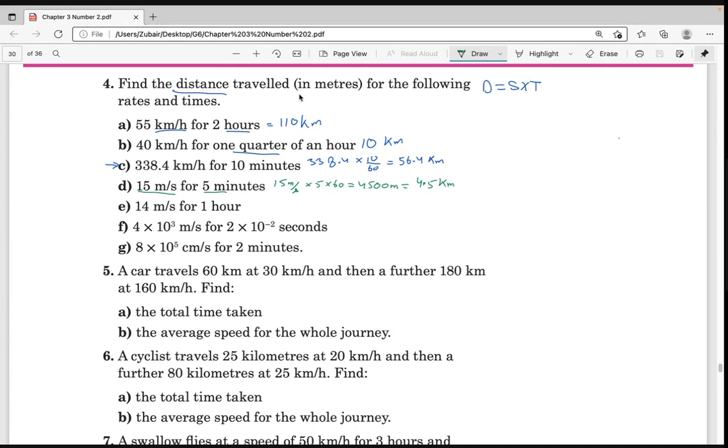And I just noticed we have to answer all of them in meters. So kilometer into 1000, 110 into 1000, this is 110,000 meters. This is 10 into 1000 meters. And 564,000 meters. And no need of this. Okay, E part. Meters per second for 1 hour. Find it in meters.